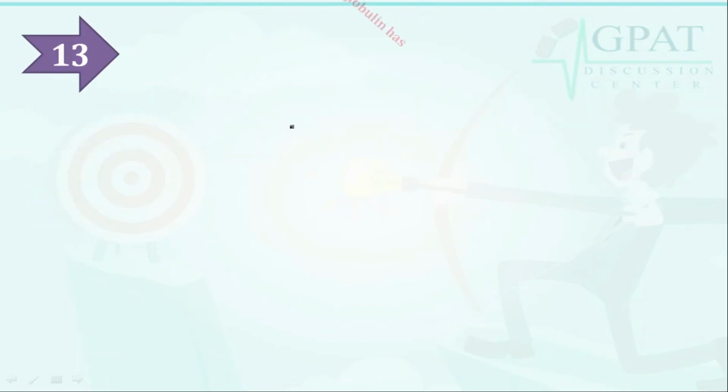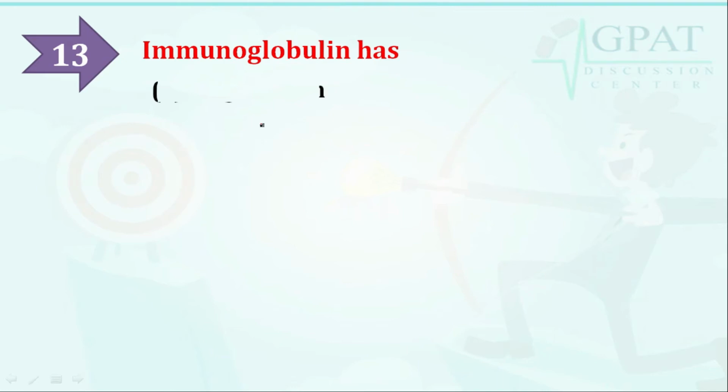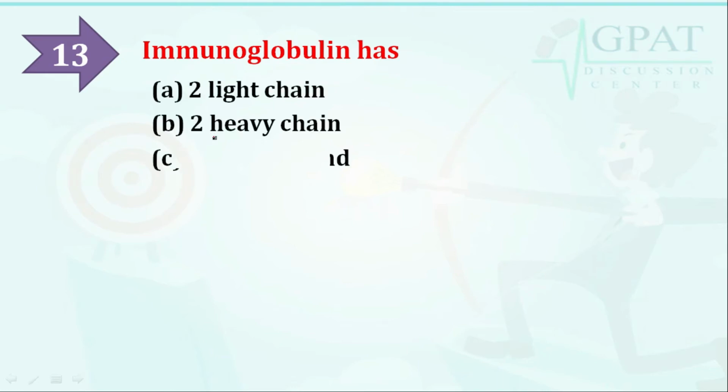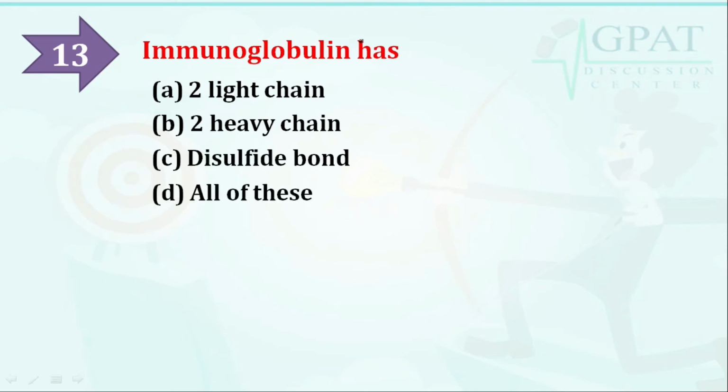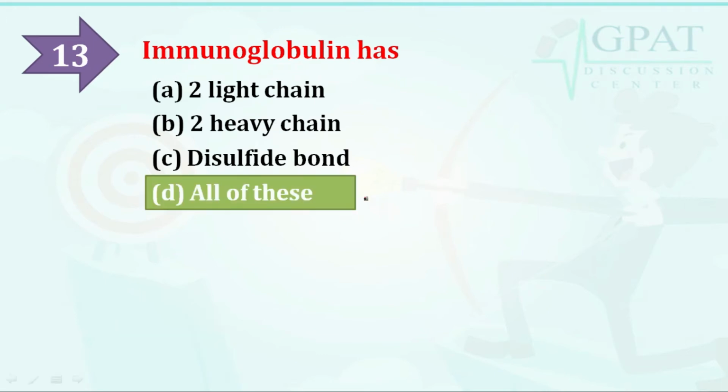Now the next question is, immunoglobulin has 2 light chains, 2 heavy chains, option C is disulfide bonds, or all of the above. So immunoglobulin has all of these, meaning 2 light chains, 2 heavy chains also, and disulfide bonds.